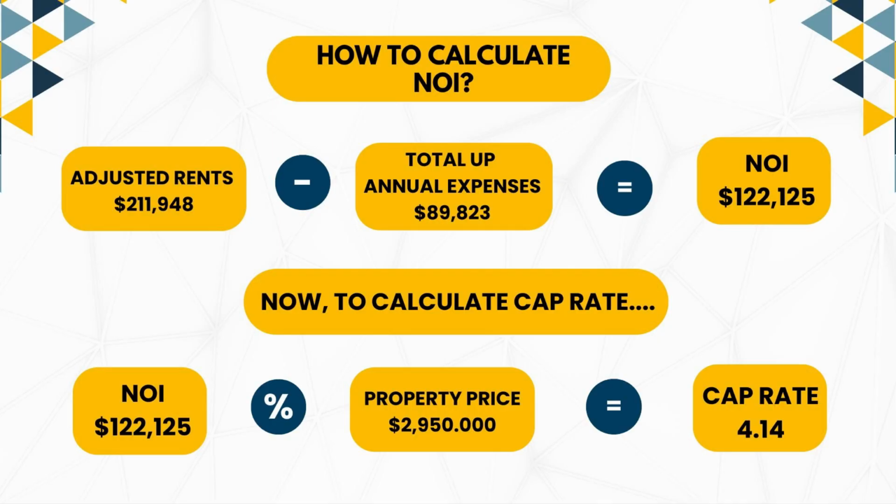So now we have the NOI. We take 122,125, divide that into 2,950,000, gives us a cap rate of 4.14.